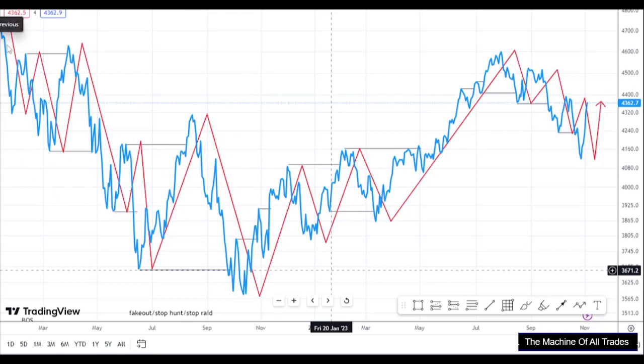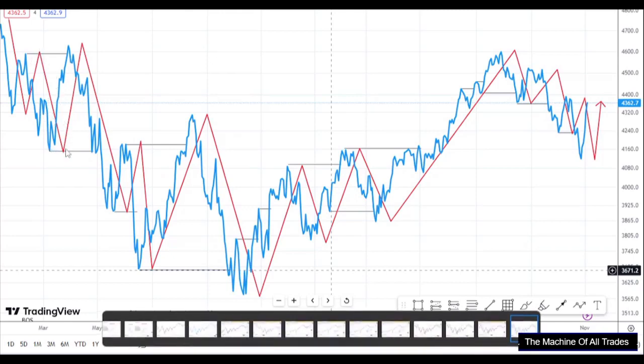As you can see, the blue line graph has intermediate or internal structures happening in between these structural swings. I think structural legs. Sorry, in between the structural swings, within those structural legs. As you can see, from this low to this high, we had multiple breaks of structure and multiple fake outs happening.